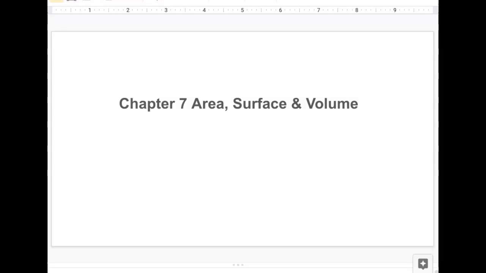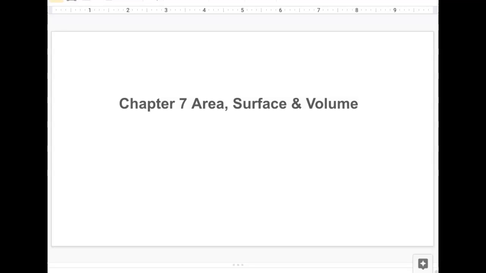In Chapter 7, we are going to be exploring the area, surface, and volume of many different polygons. A polygon in itself is a closed figure in a plane that is made up of 3 or more line segments that intersect only at their endpoints. Many examples of polygons that we're going to explore in Chapter 7 are parallelograms, rhombuses, triangles, trapezoids, and kites.